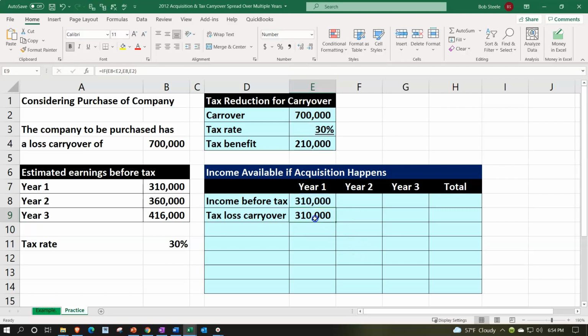So there, that looks right. The $310,000 looks right. Let's go ahead and say, what if this number, let's undo this, hold on a second, was $800,000, then it caps it at the $700,000.